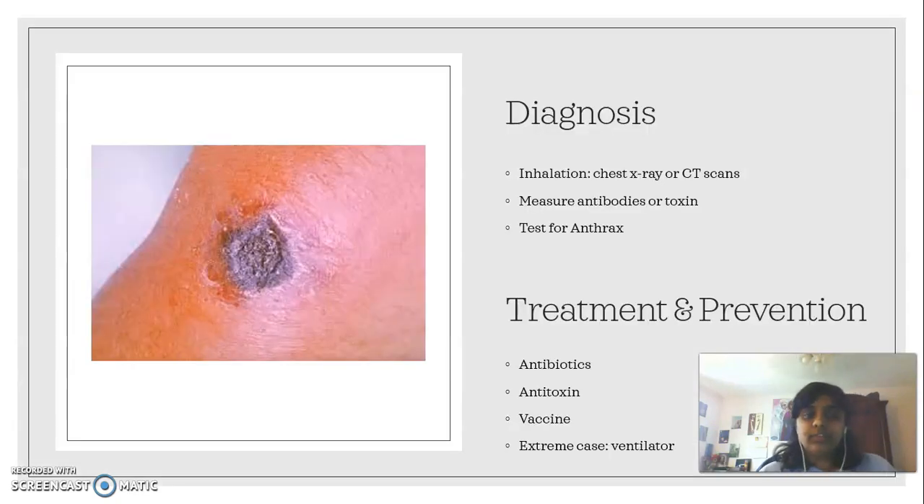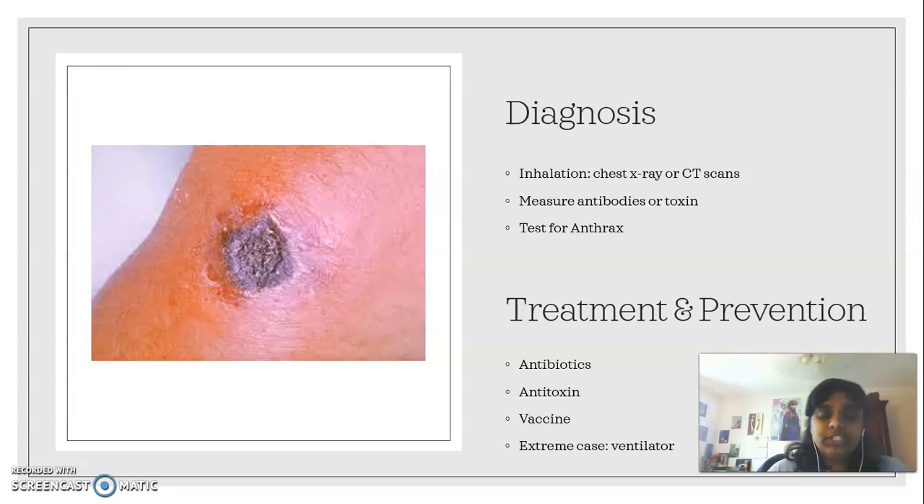So the way that you diagnose it is there's the hallmark eschar symptom. So that's usually seen. And then if it is the inhaled form, you'll be able to see that kind of damage to the lungs through a chest x-ray or a CT scan. They can also measure antibodies, and then anthrax itself, when it's activated, releases this very specific toxin. And you can measure that toxin through the blood. And then you can also just test directly for anthrax, which is usually what's done most often.